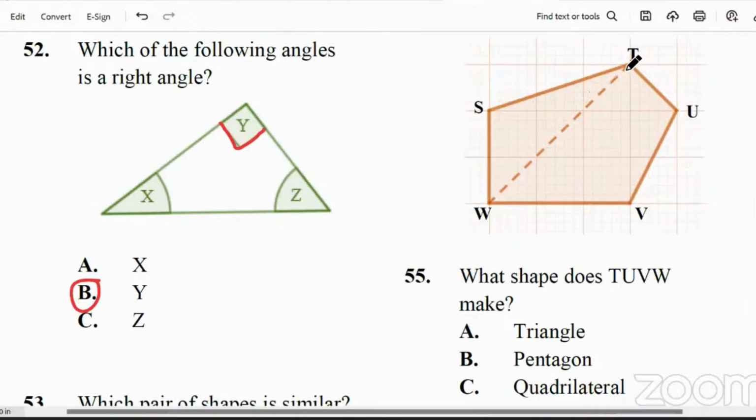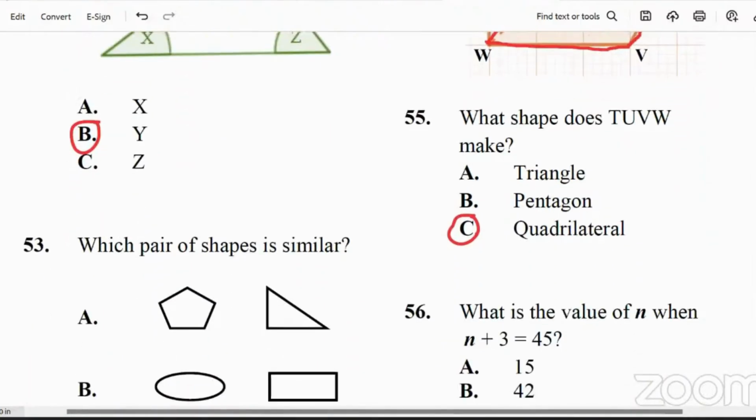So TUVW, which is here, this part over here, and then this part, okay? Is this a triangle? How many sides does it have? 1, 2, 3, 4. It has 4 sides. It's not a pentagon. A pentagon has 5. It's a quadrilateral. A quadrilateral has 4 sides. So 55 would be C, a quadrilateral. It has 4 sides. Remember, it's not the entire shape, guys. Just the section that they identified, TUVW. Those points you would have to join to get your answer.